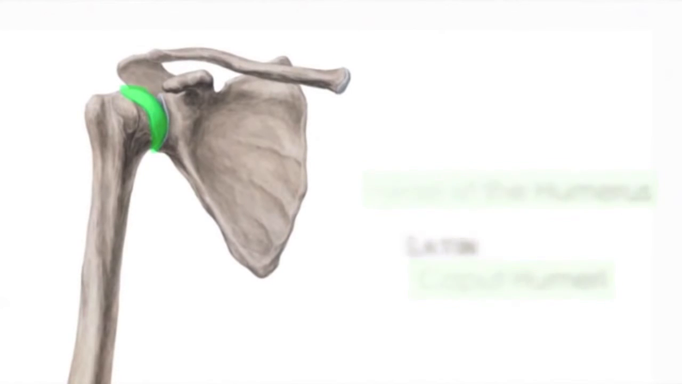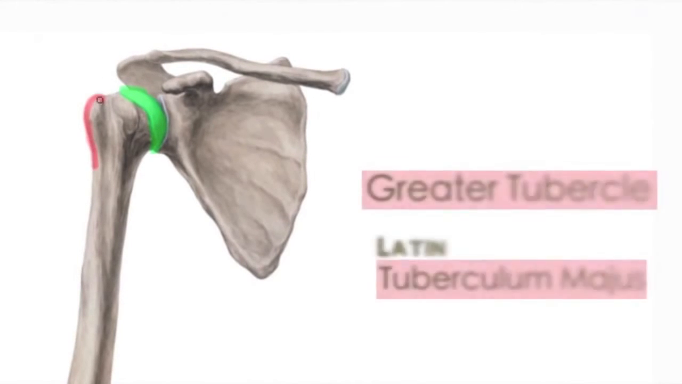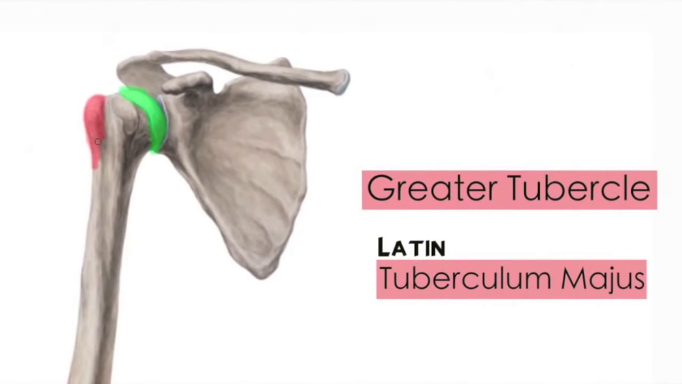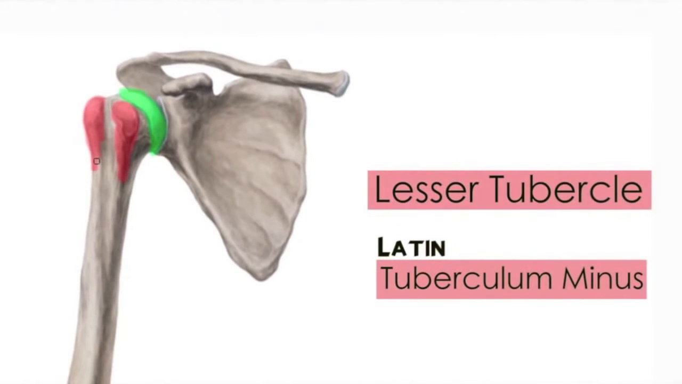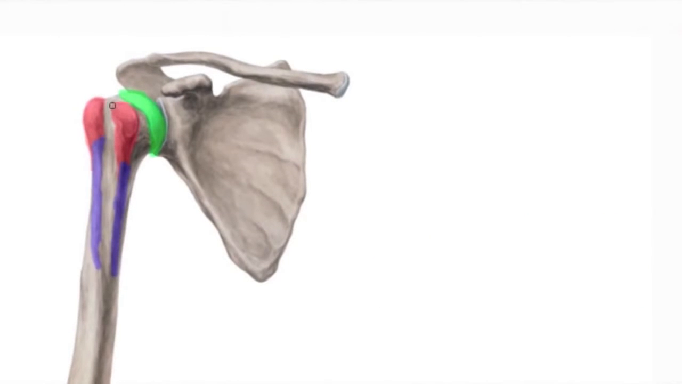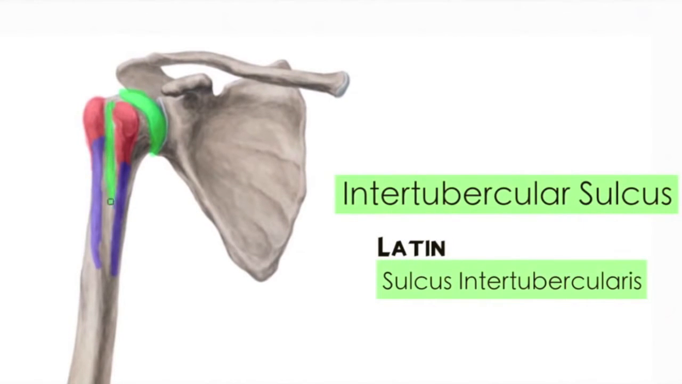Now laterally you can see this prominence known as the greater tubercle, and medially, you'll find another prominence, a smaller one, known as the lesser tubercle. Now, as you can see, between them is the intertubercular sulcus. And it's also known as the bicipital groove.